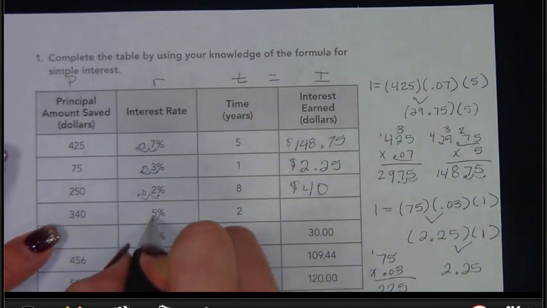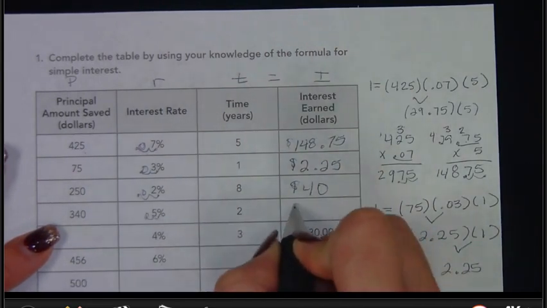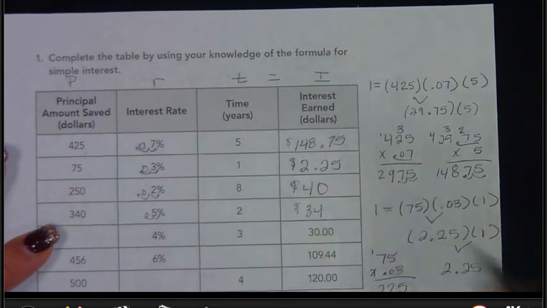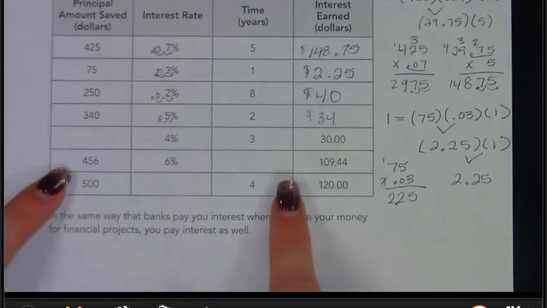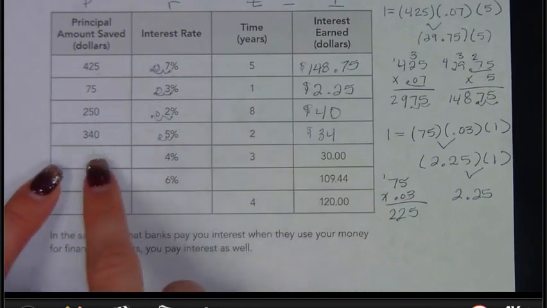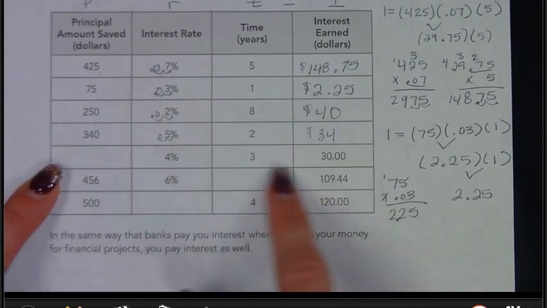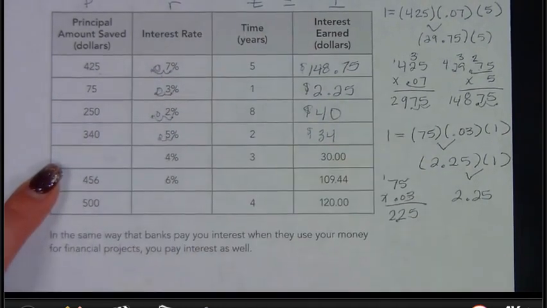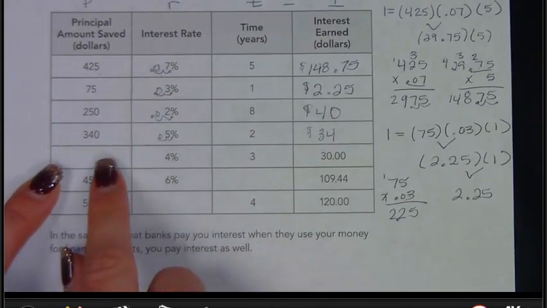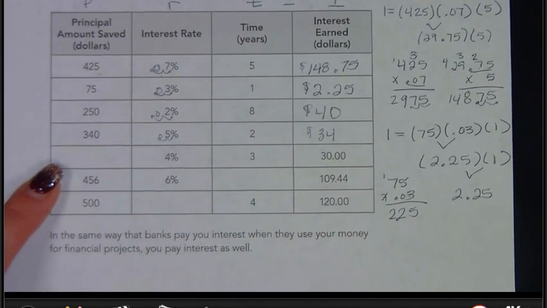Move your decimal 2 times, and you should receive 34. All right. Okay, so take notice. What do you notice is different in this row than all of the other 4 rows that we've been dealing with? It looks like we're missing our principal.